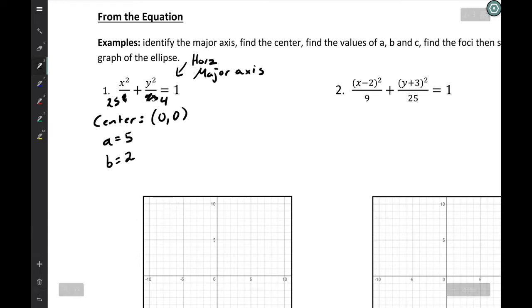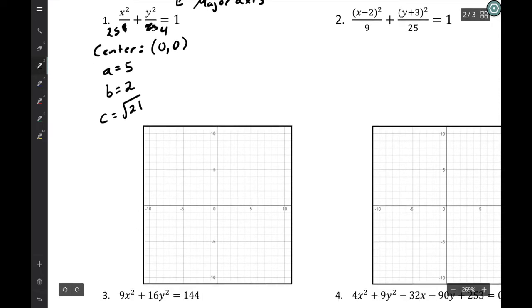That means C is going to be A squared minus B squared. So 25 minus 4 is 21, which means that C squared equals 21, so C is equal to the square root of 21. Now that I know those, I can figure out what's going on.